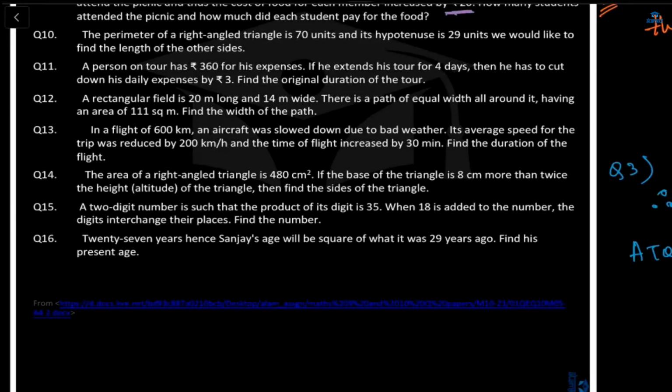Now, it is written that a person on tour has 360 rupees for his expenses. The total amount is 360, and x days he is going to stay. The difference is given in rupees, so how many rupees per day? Originally, it was 360 by x.